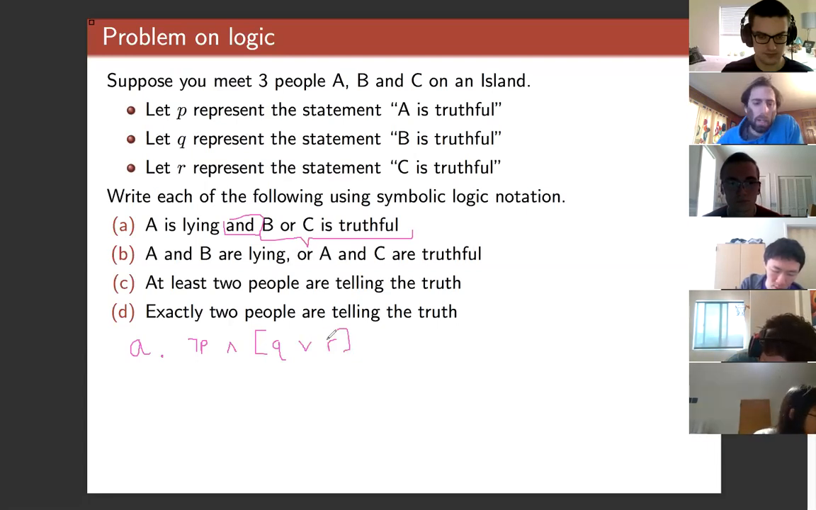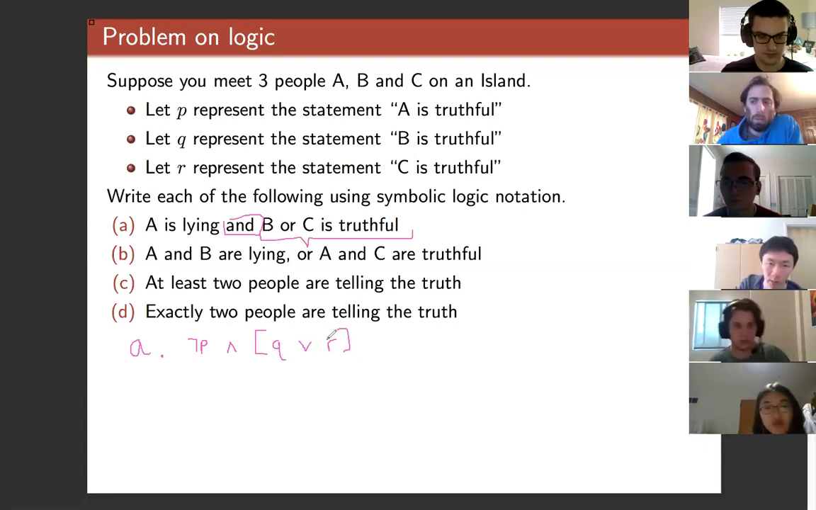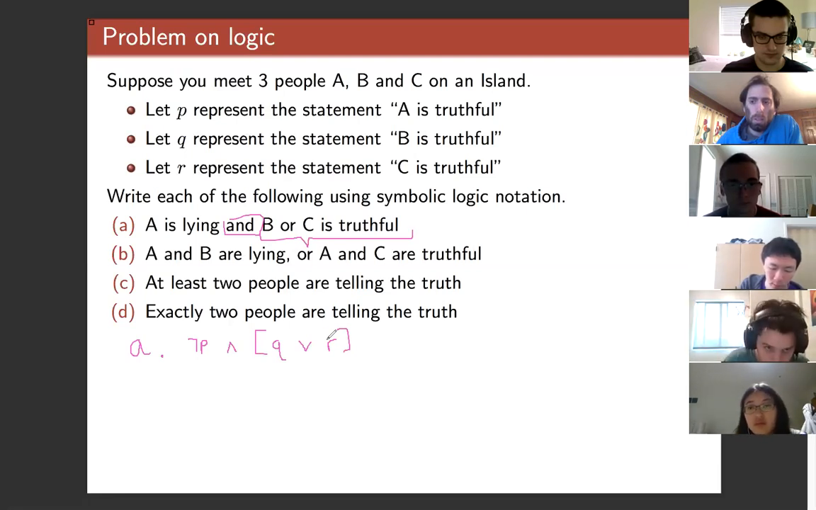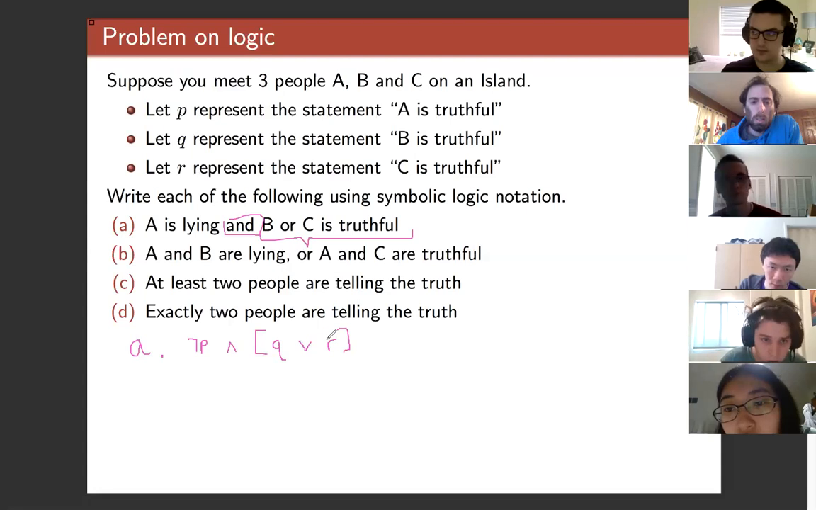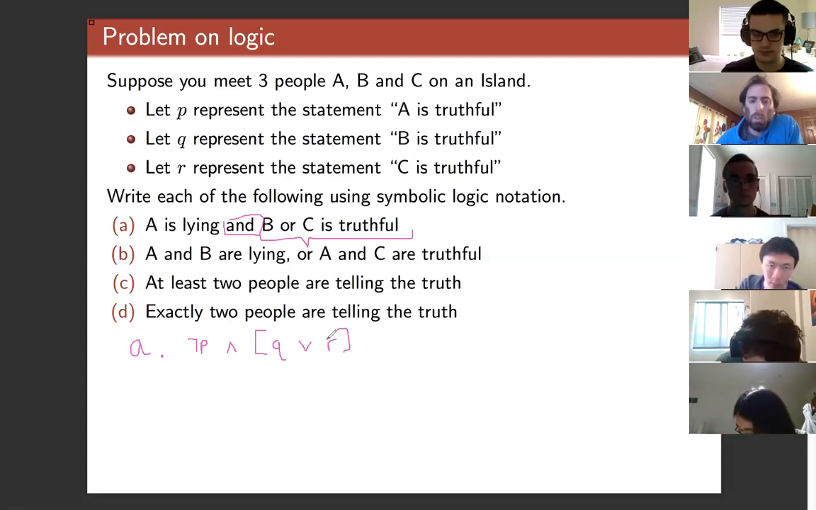Are there any questions about that one? I have a question. Go ahead. So the reason why the "and" is on the outside as opposed to in the parentheses is because it takes precedence, or is it the order that it's in the sentence?